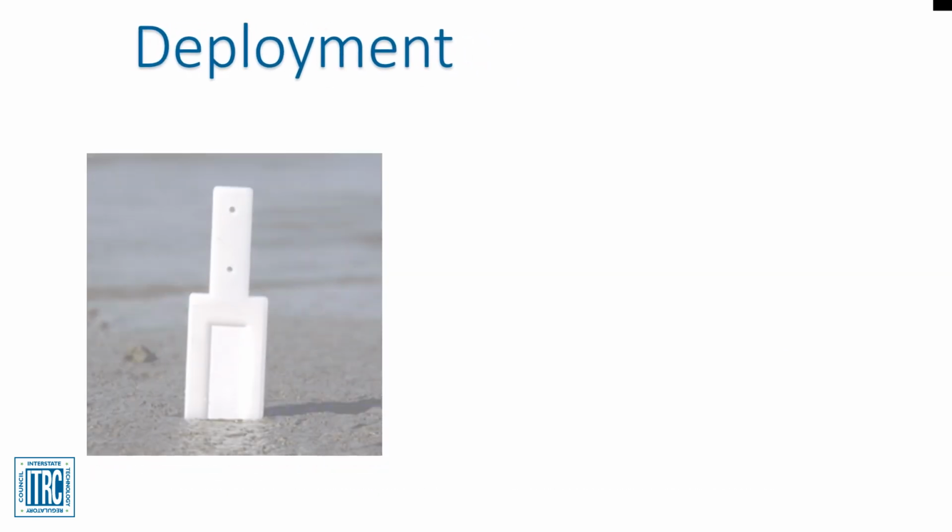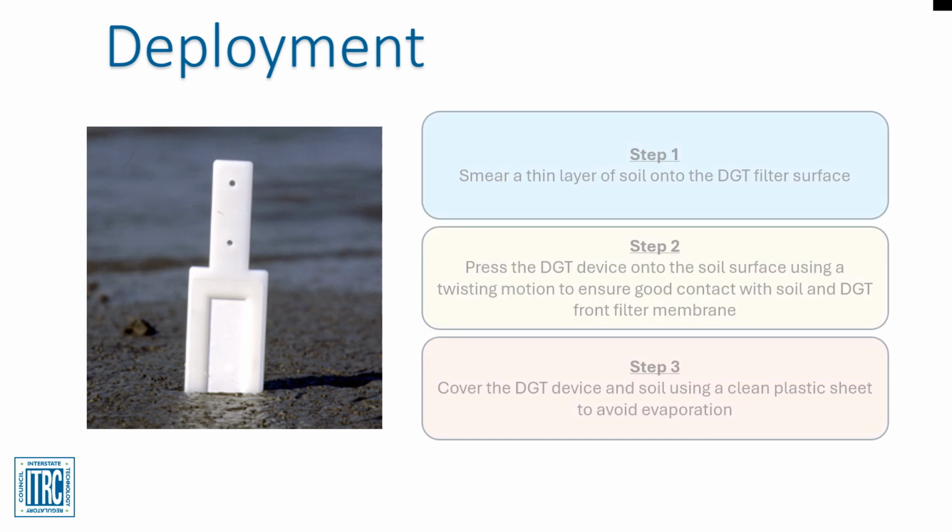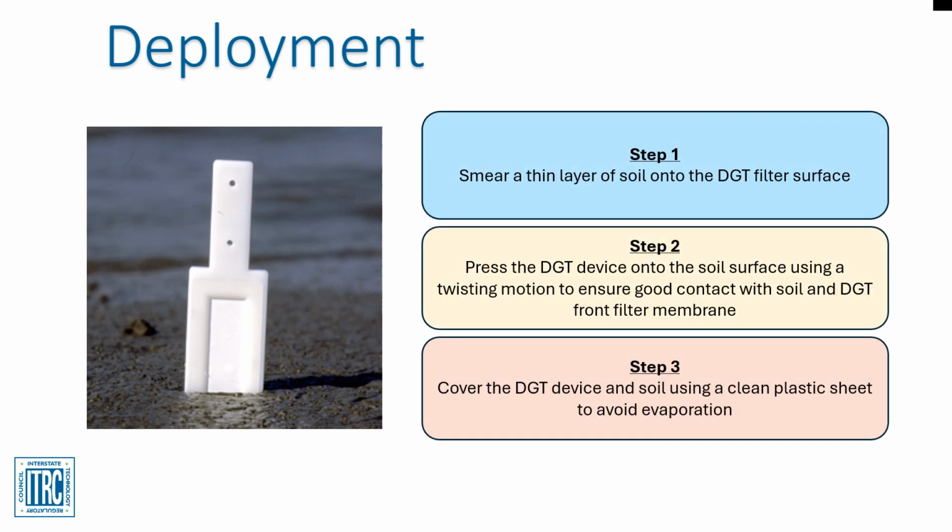Here are some considerations for deploying DGT samplers to soil. Smear a thin layer of soil onto the DGT filter surface. Press the DGT device onto the soil surface using a twisting motion to ensure good contact with soil and DGT front filter membrane. Cover the DGT device in soil using a clean plastic sheet to avoid evaporation.